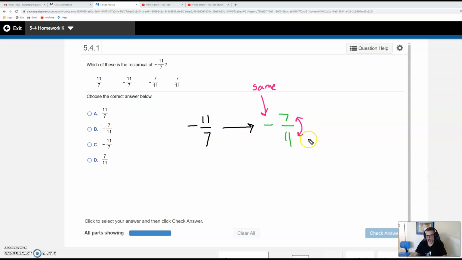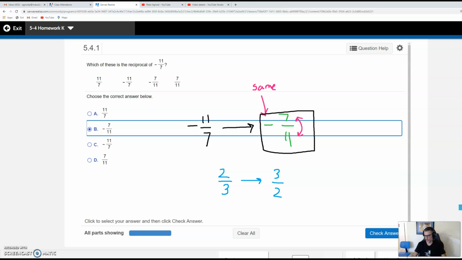Now, these two fractions are not equal to each other, so I don't want you to confuse that. The word reciprocal just describes the relationship. So I'll give you a really easy example here. 2/3. If I ask you for the reciprocal of 2/3, it's going to stay positive, so we don't write anything, and then I just switch the numerator and the denominator. So that's what it means to be the reciprocal. But going back to my original problem, negative 7/11, there it is, choice B, negative 7/11.